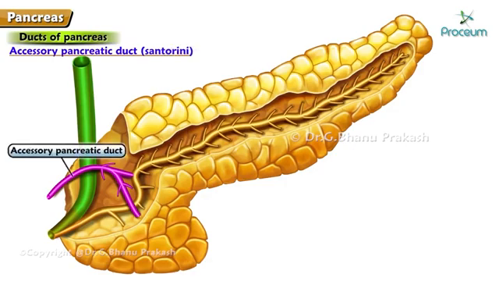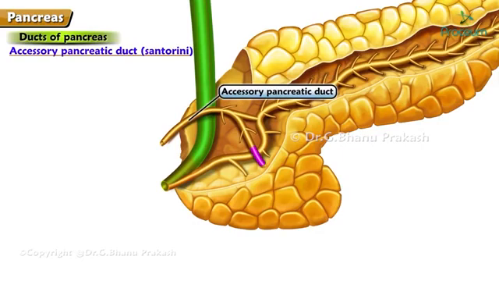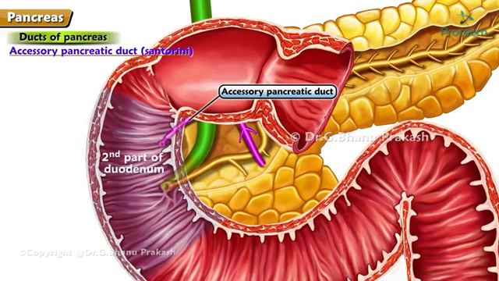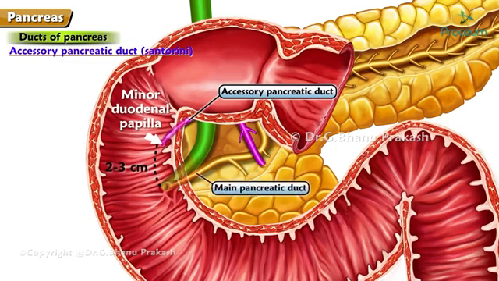Accessory pancreatic duct of Santorini. It begins in the lower part of the head and then runs upward and medially, crossing in front of the main pancreatic duct. The accessory pancreatic duct opens into the second part of the duodenum at the tip of the minor duodenal papilla, 2 to 3 cm above the opening of the main pancreatic duct, or 6 to 8 cm distal to the pylorus.